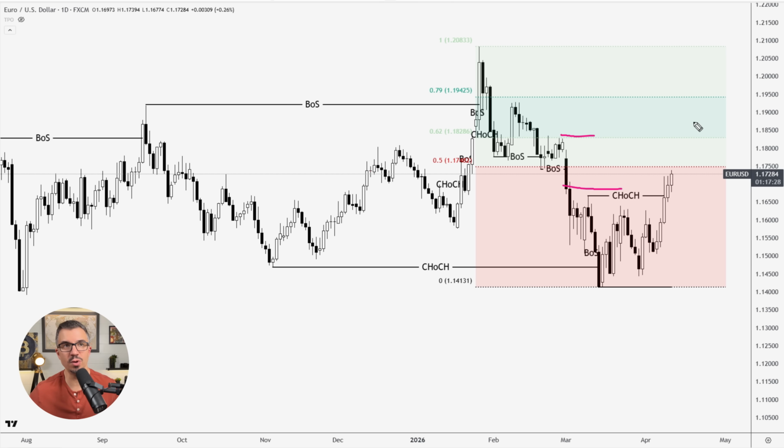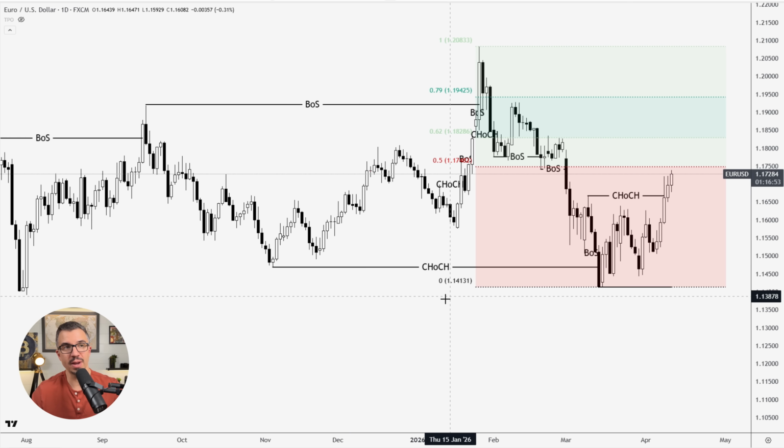So possibly we move up here to fully mitigate this imbalance. I would love to see this gap filled actually. That would really be ideal. And then looking for a change of character on the lower time frames up here somewhere to get short. Now it could be higher up. So the bottom line is if I don't get the signal here and we just continue to grind higher, then that's fine. I would prefer to short higher up here than down here. So it's all a matter of looking for that change of character up here if we get that move sometime over the coming weeks. So overall, guys, I am still bearish on the euro.